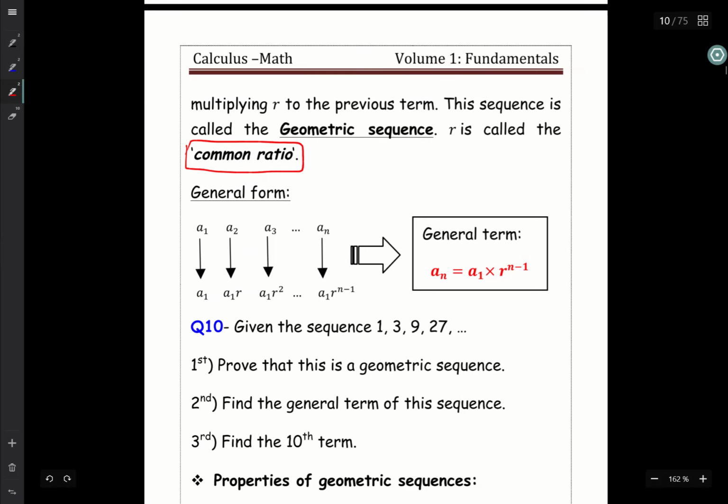And if you look at the general form of a sequence with n terms, A1, A2, A3 to A_n, A1 is A1. We form A2 by multiplying A1 by r. Now instead of adding, we're multiplying. A3 is made by multiplying A2 by r, so it becomes A1 r squared. And we continue this multiplication, so A_n becomes A1 times r to the n minus 1 power. Now compare this with the arithmetic.